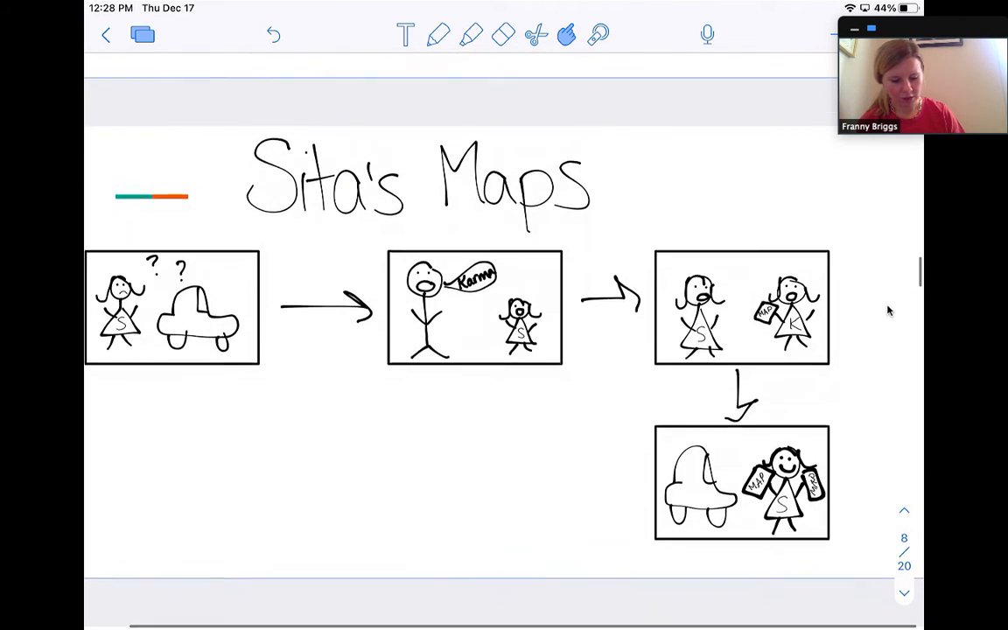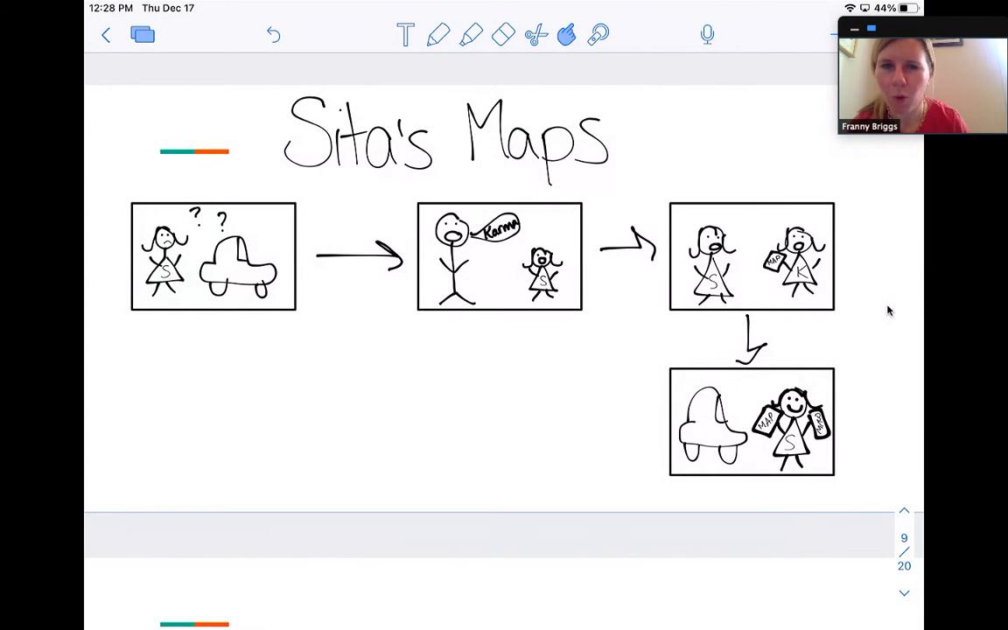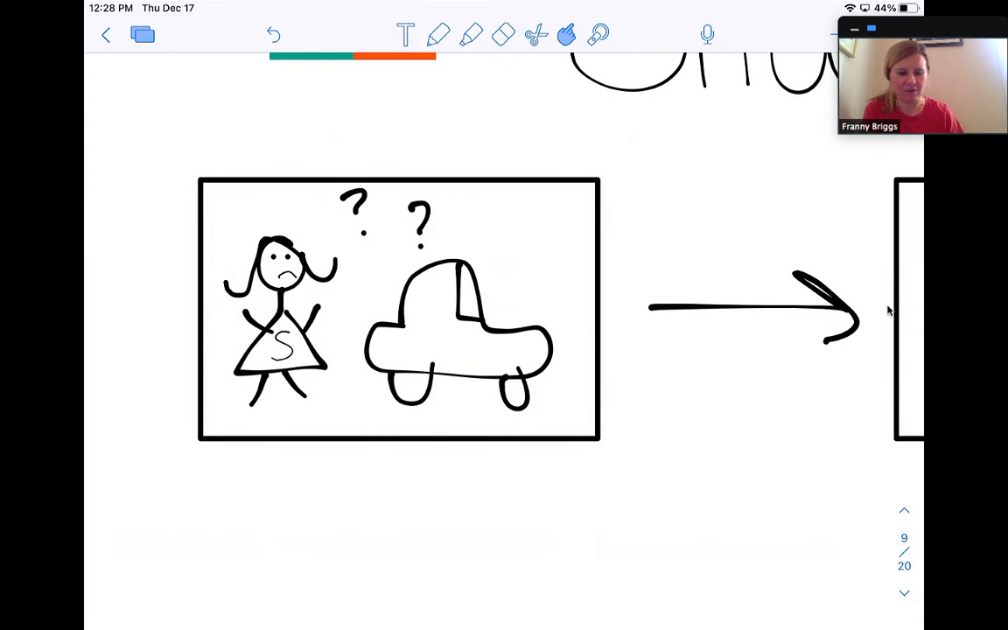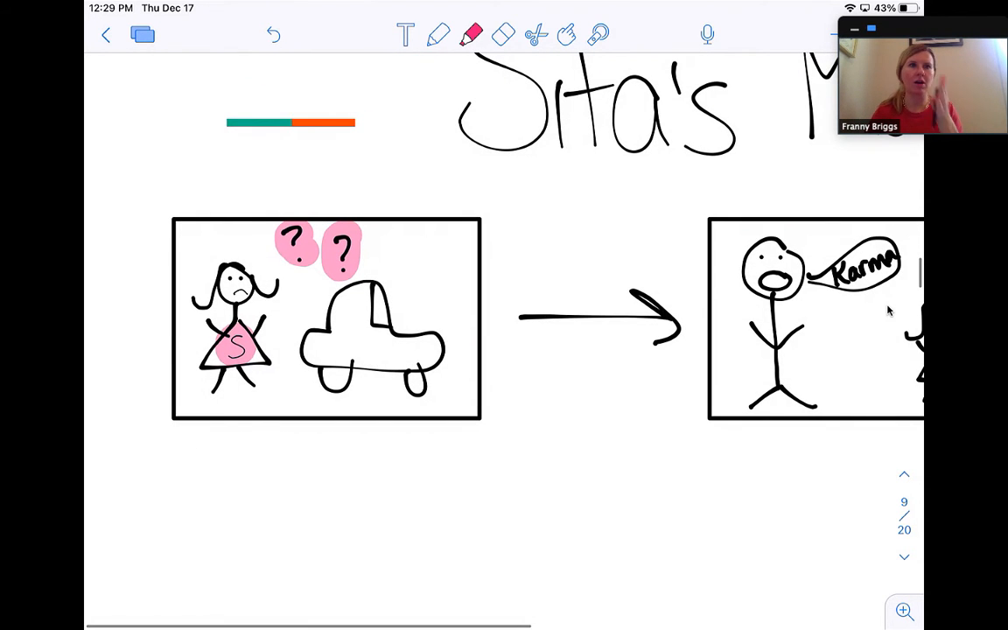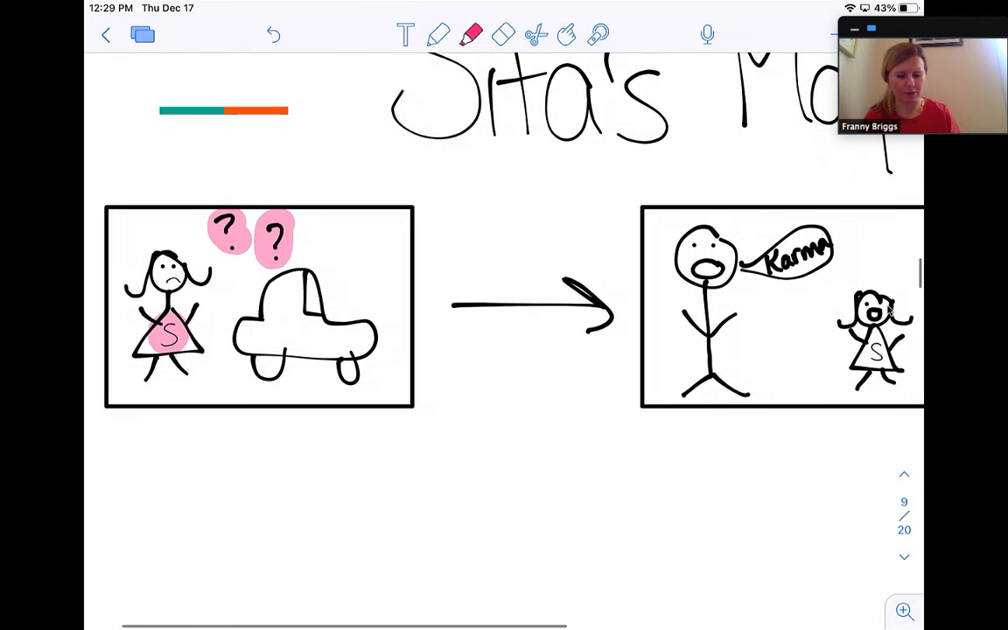Okay. So here is an extremely poorly drawn example of a sequencing frame done in pictures. So first we have Sita. We know that it's Sita because I drew this little S on her dress. Okay, so we have Sita and she's at the car and the question marks show me that she's confused. So if a student were to draw this for a sequencing frame, I would feel so confident that they know what's going on in this story. The question marks showing confusion, the car, Sita, they're showing me that they know what's going on.